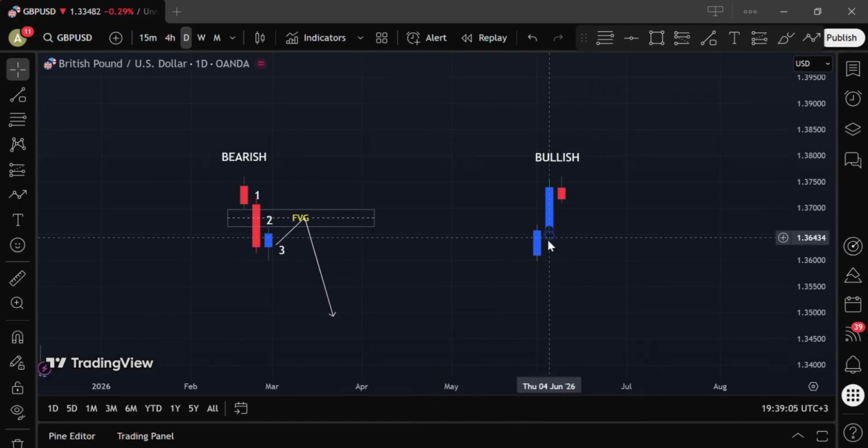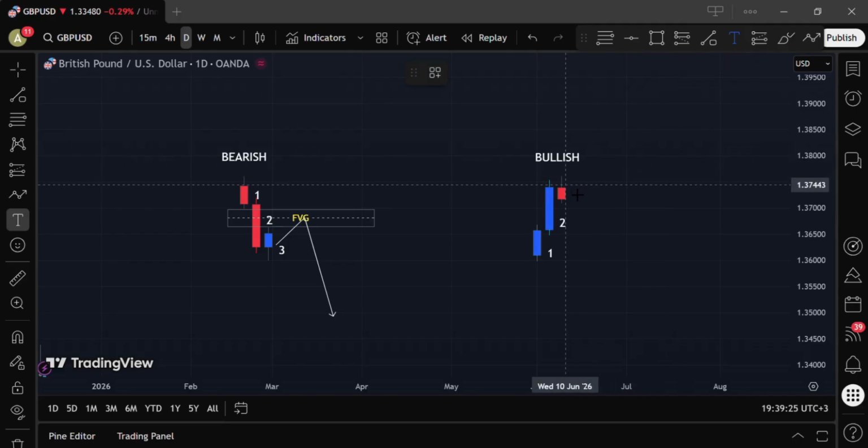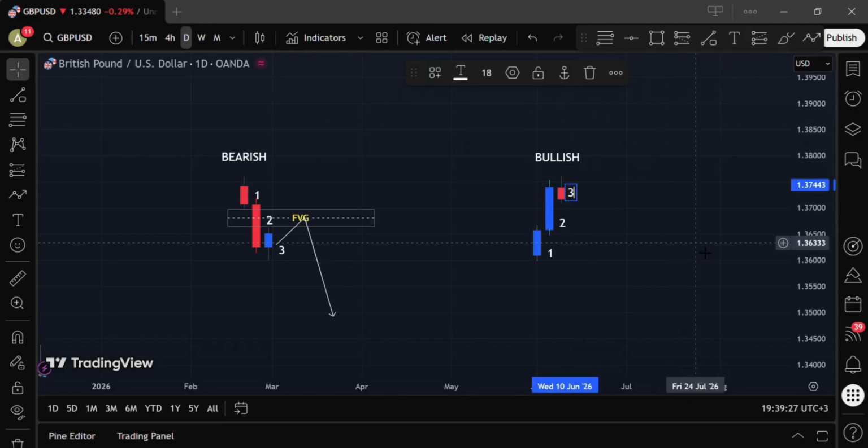The same thing will happen with the bullish. When you look at the bullish, we have candlestick number 1 here. This is number 1, this is number 2, and then this is number 3 here. Number 3, not number 2. You have candlestick number 3 here, like that.